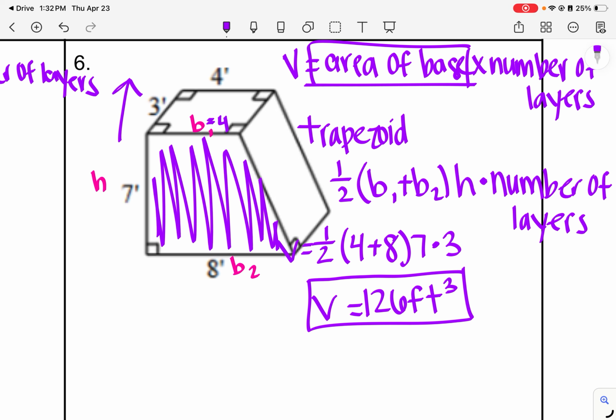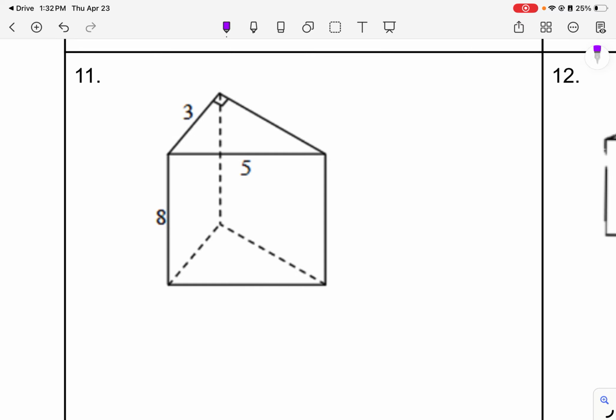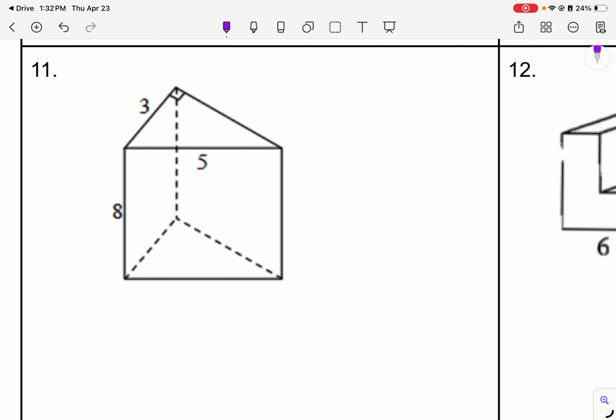And then let's go over to number 11. Let's pop to the next page. Let's go over to number 11. We'll do one more together, and then the rest of what has not been done, including things that I've already skipped, will be your responsibility. So number 11, again, volume equals area of base times number of layers.